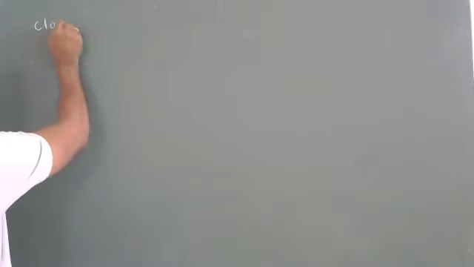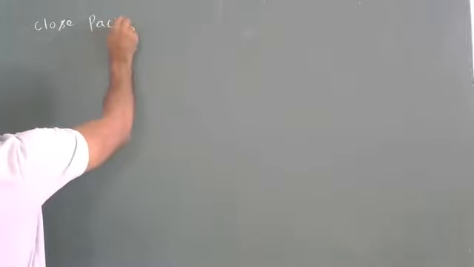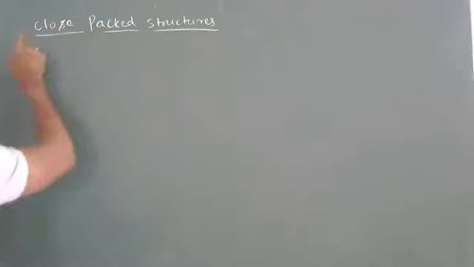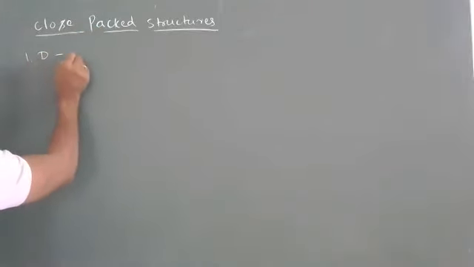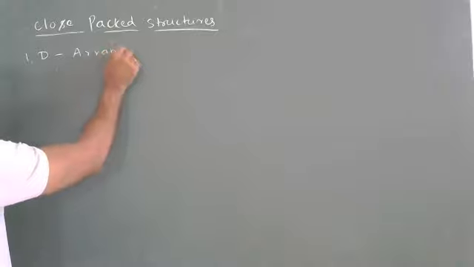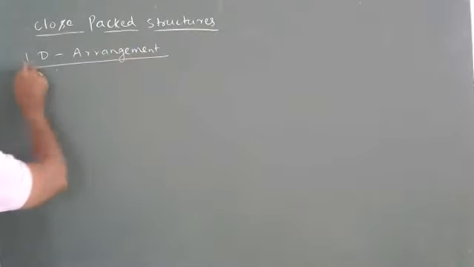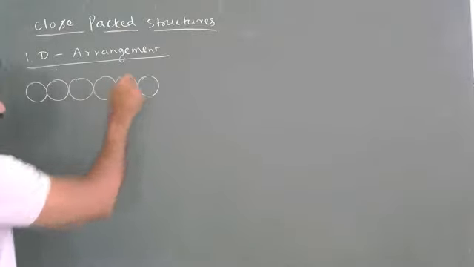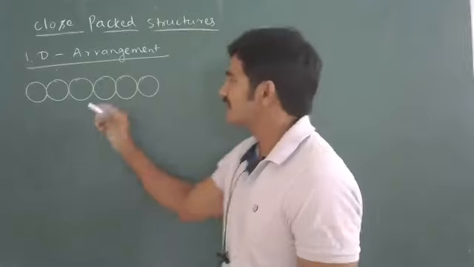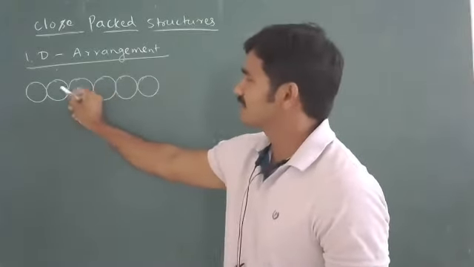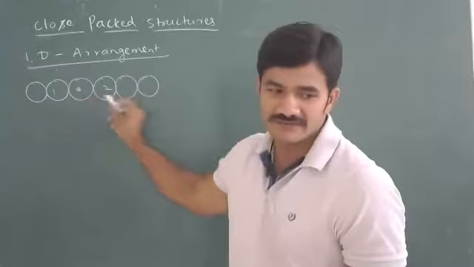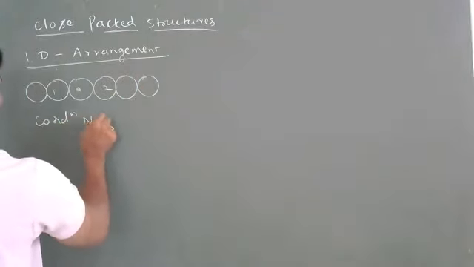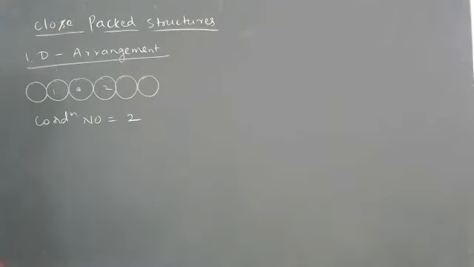Say close packed structures. So the first one is 1D arrangement. I already told you, if atoms are arranged like this, the number of atoms touching for this atom, if you take this atom, there are 2 atoms touching. So for this, I can write coordination number is equal to 2.